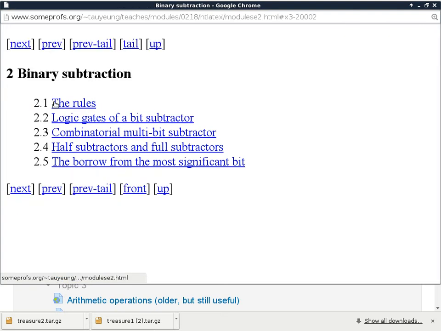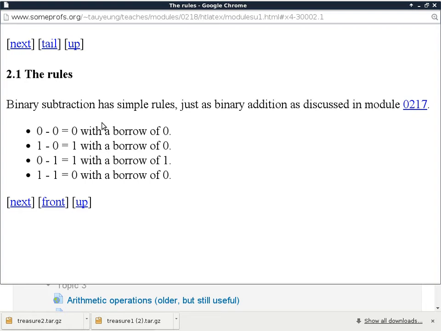So binary subtraction. Okay, we talked about all of this stuff already, so we'll just quickly go over it. In binary subtraction, 0 minus 0 is 0. 1 minus 0 is 1. 0 minus 1 is a 1 with a borrow. All the other cases do not have a borrow, or a borrow of 0. And 1 minus 1 is 0 with no borrow.